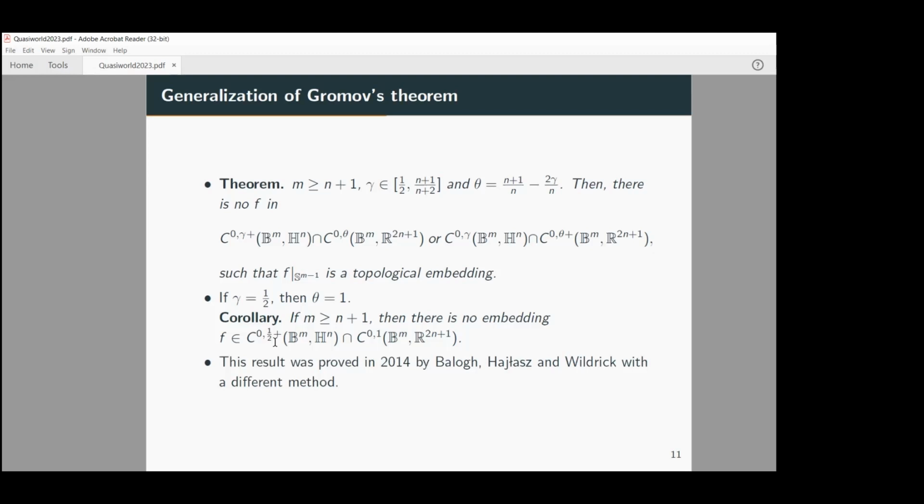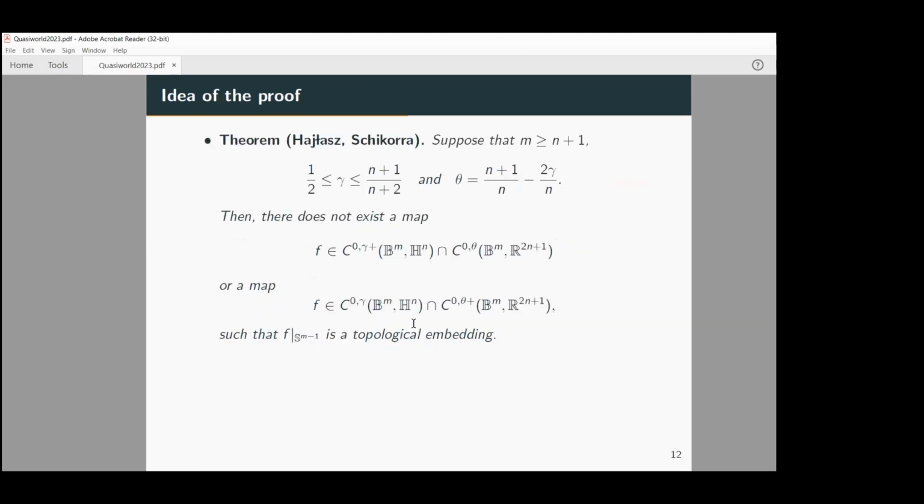And this result was actually proved by Balogh, Hajłasz, and myself in 2014, but with a different method. So actually, the result that we proved with Armin Schikorra is a sort of interpolation between this result and Gromov's result, where we have this whole scale of Hölder continuous exponents in between. So that's the theorem.